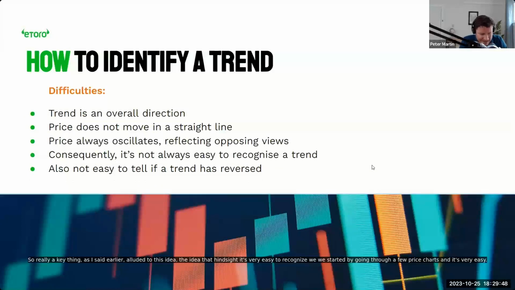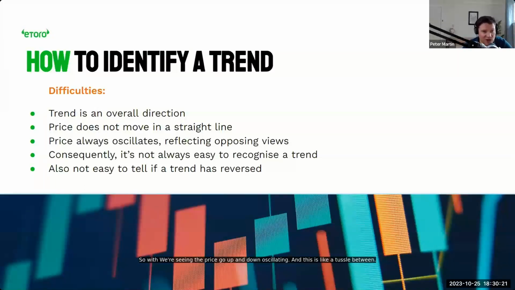So really a key thing is, as I alluded to earlier, the idea that in hindsight, it's very easy to recognize. We started by going through a few price charts, and it's very easy after the event to say, okay, that was a sideways trend, that was an uptrend, that was a downtrend. It's much, much harder to recognize it as it's happening early on, which is what we said we wanted to aim for, to get in as early as possible. So as we described earlier, trend doesn't move in a straight line.